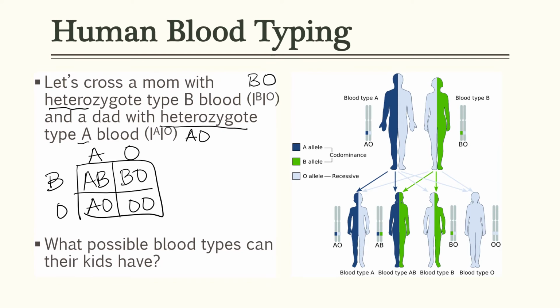What possible blood types, so this is the phenotype that we're talking about, what's the phenotype that their children could end up having? Well, you can have a kid with AB blood, with B blood, type A blood, and type O blood. So this is one of the cool mixes where you can end up with kids with every single type of blood.